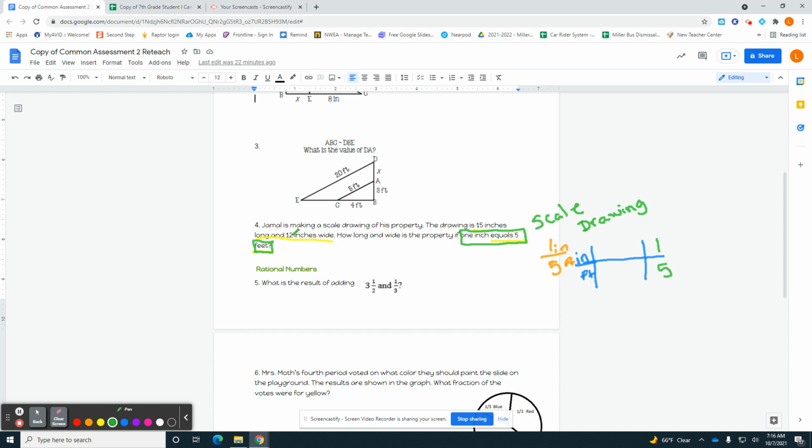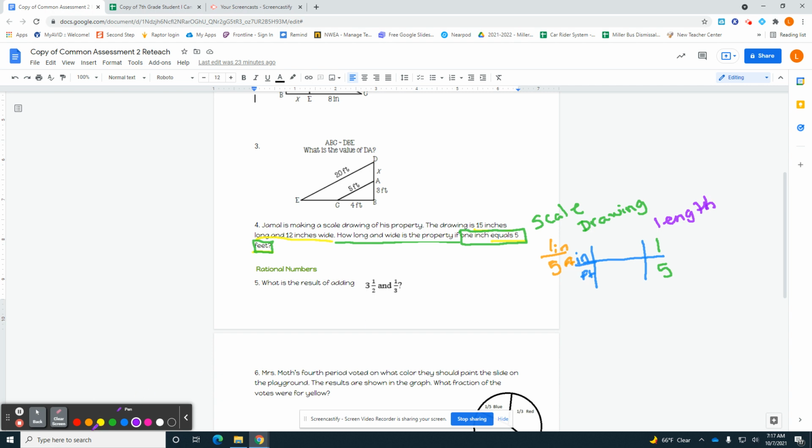We want to know how long and how wide the property is. So that means we have to do two separate proportions to find the two separate answers. So I'm going to start with how long, because that's the first measurement they give me. So this proportion, let me use a different color, is going to be for the length, or how long.